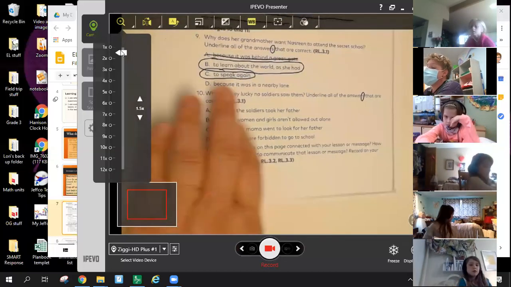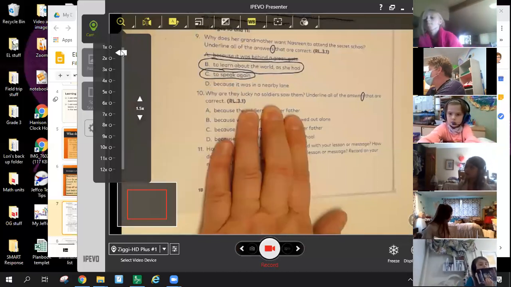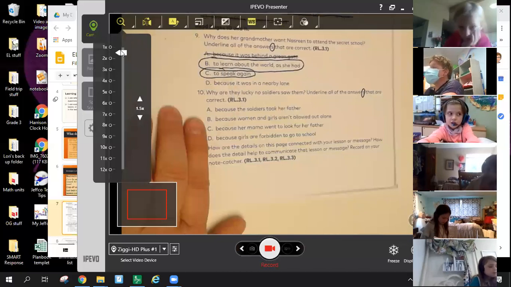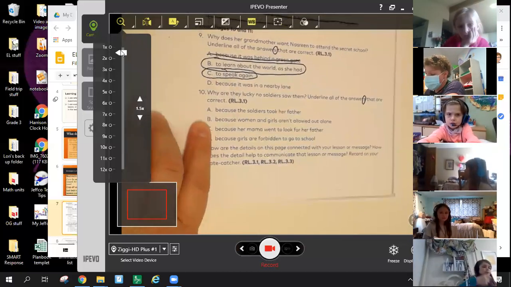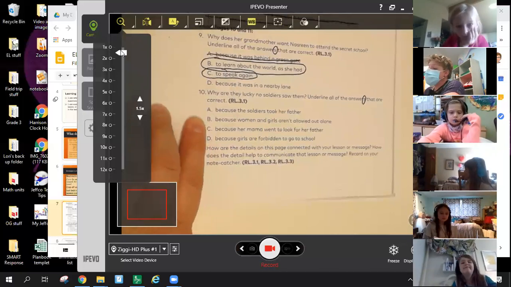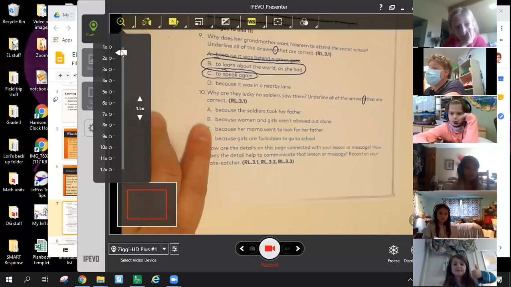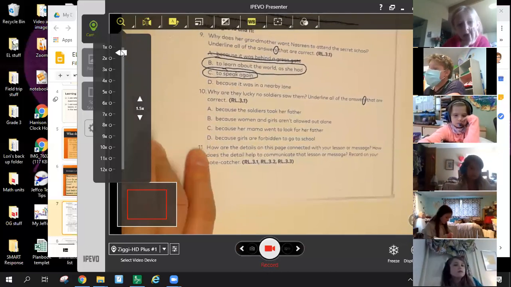All right. So are you thinking in your head why it's lucky that the soldiers didn't see them? Got an answer in your head? All right, Madison's, yeah, I got this. All right, let's look at the choices. Because the soldiers took her father, because women and girls aren't allowed out alone, because her mama went to look for her father, because girls are forbidden to go to school.